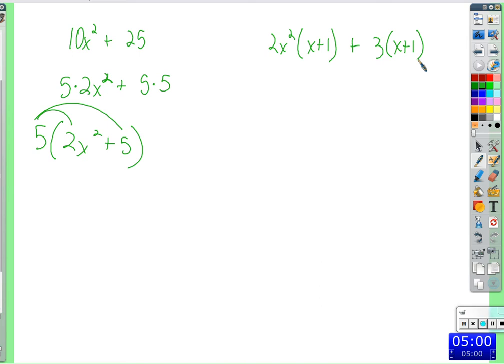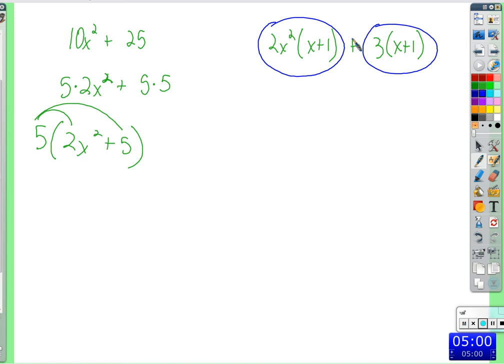Right now you're looking at the 2 and the 3 and you're saying they don't have anything in common. 2 and 3 don't have any factors in common. Okay. But remember, they certainly have 1 in common. That's always true, and we don't want to write out 1 and then distribute 1. But this whole entire thing is a term, and this is a term.